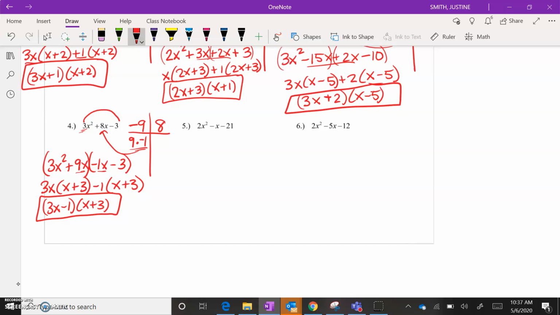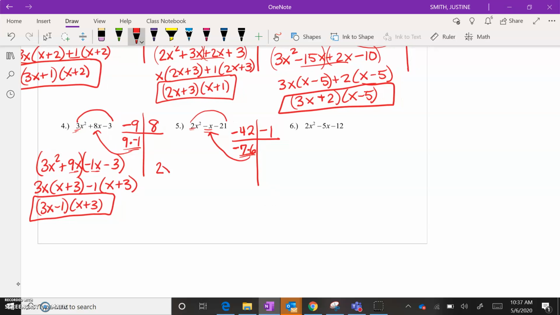All right, so for number 5, again, I cannot factor this 2 out to get rid of that. So I'm going to multiply to get negative 42, and it adds to a negative 1. Okay, so that's going to be negative 7 times 6. So I'm going to plug those in here for my negative x. So I'm going to rewrite that as 2x squared minus 7x plus 6x minus 21.